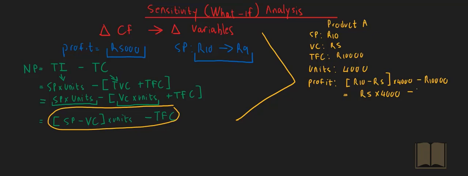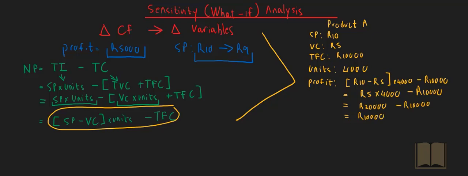From the total contribution, we deduct the total fixed cost of 10,000 Rand. So 5 times 4,000 gives you a total contribution of 20,000. You minus your total fixed costs of 10,000, and this gives you a profit of 10,000.